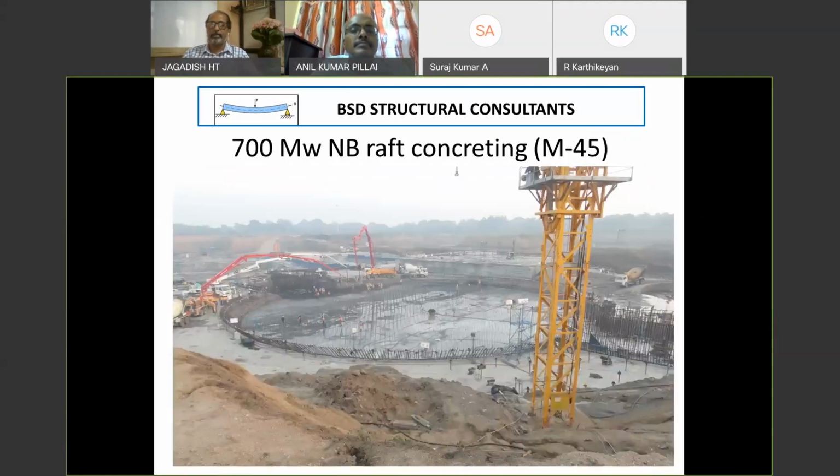And this photo is after that particular pour is completed, probably in the early morning hours. You can see now the placer booms have got very close to each other. Maybe 2 booms are working there, and the crane is removed.